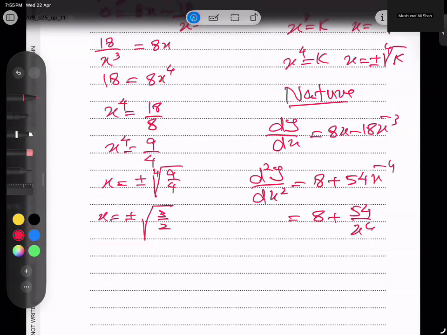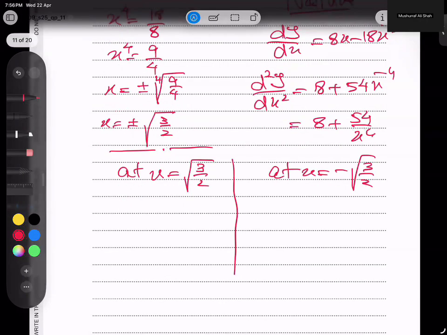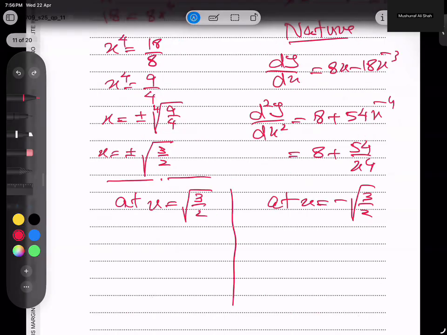Now I'm going to plug in one by one. I'm saying here at x is equal to 3 by 2 root positive, and at this one. So when I plug in there, let's see what happens, students. So I'm going to do it, and I'm going to find the nature part.